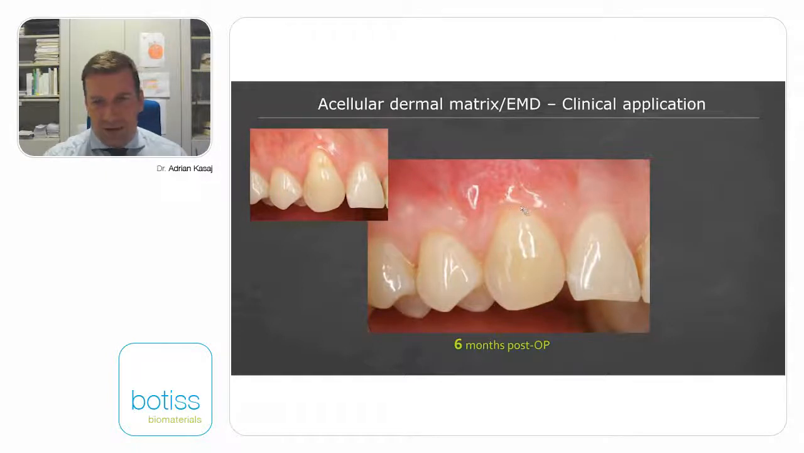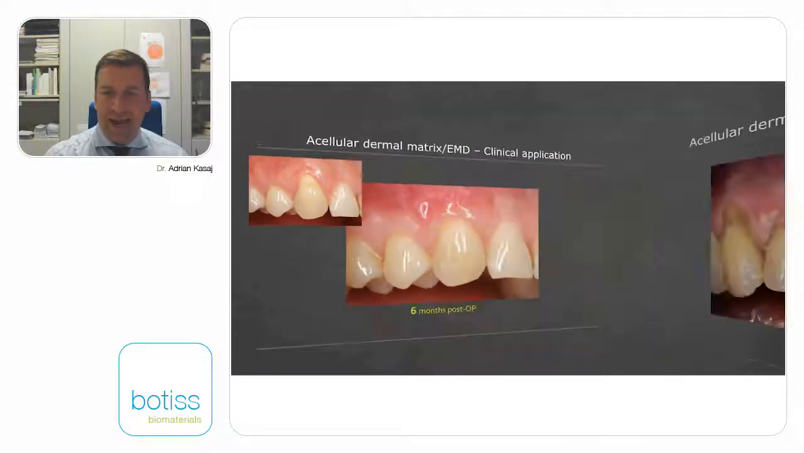Here, the amount of keratinized tissue which we gained is not much more than we had here at baseline. However, again, we have a dense zone of connective tissue beneath this flap, which will give stability to this area.